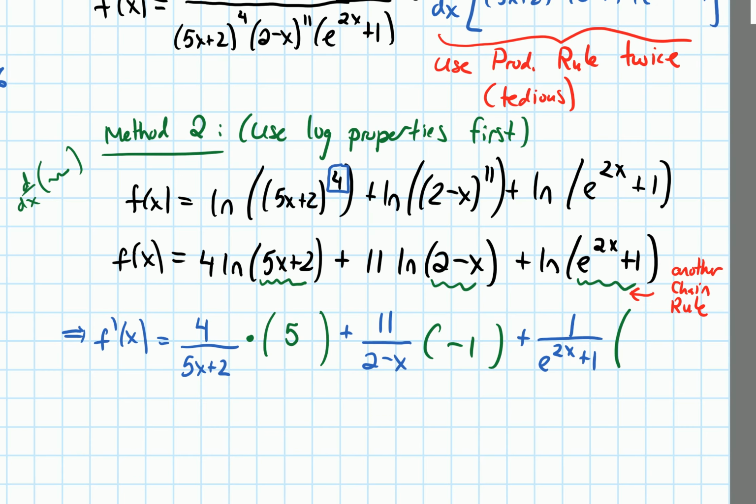The derivative of e to the stuff is e to the stuff times the derivative of the stuff. And the derivative of the stuff, the 2x, is 2. So that's the derivative of e to the 2x. It's e to the 2x times 2. And then plus the derivative of 1, which is 0, because that's just a constant. At this point, we have finished taking our derivative. So this would be our answer.